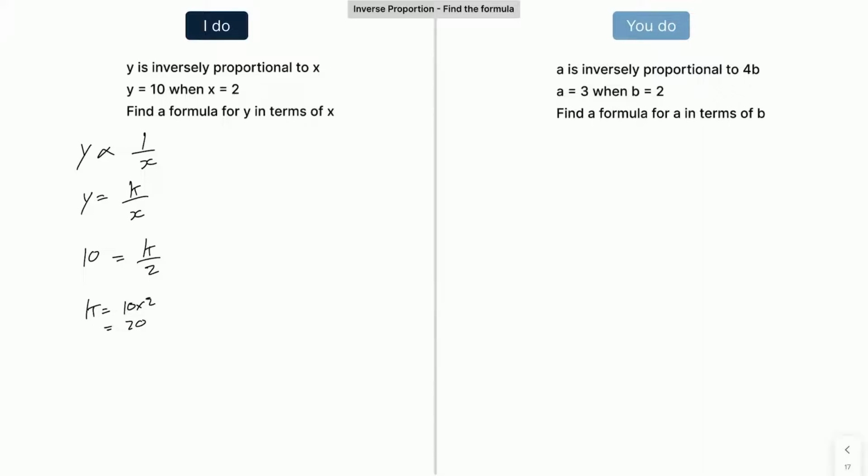Now we know what k is. We can just substitute that into this formula and we have our answer. So y is equal to 20 over x. And that is a formula for y in terms of x.